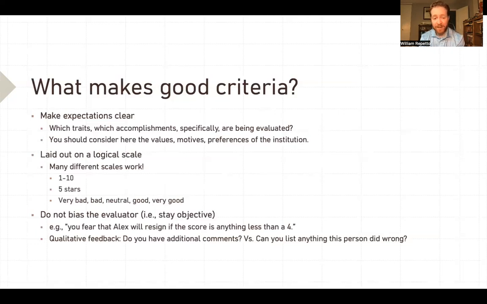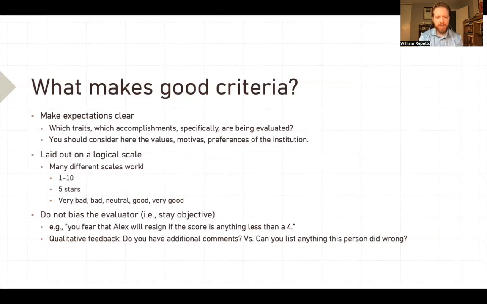And then lastly, good criteria do not bias the evaluator. So try to stay as objective as you can in the wording of criteria. In the last example, you fear that Alex will resign. That would be really biasing the evaluator, because now you have to think about whether a 1 gets him fired, and now we've brought it all the way up to a 3 that will make him quit. You cancel out available responses for your evaluator, which you don't want to do.